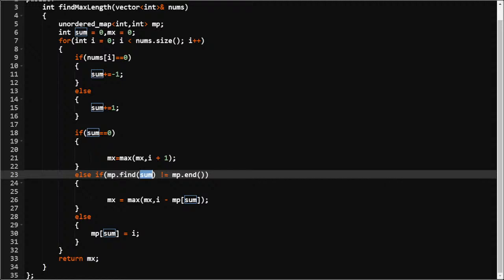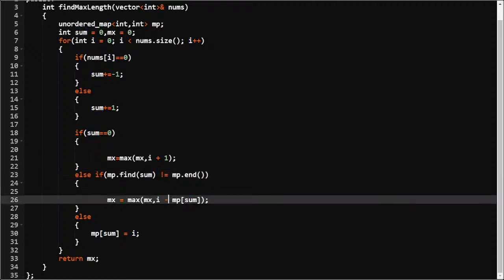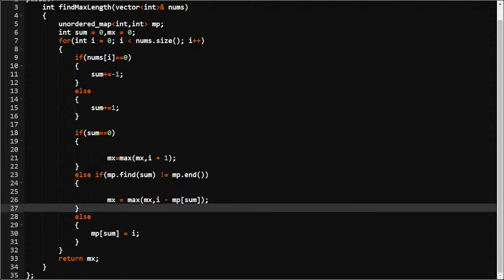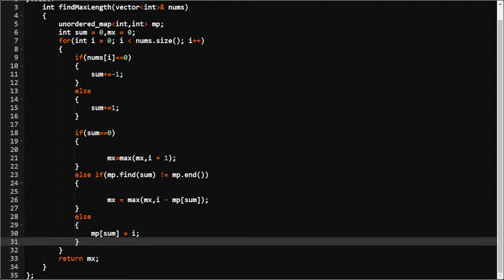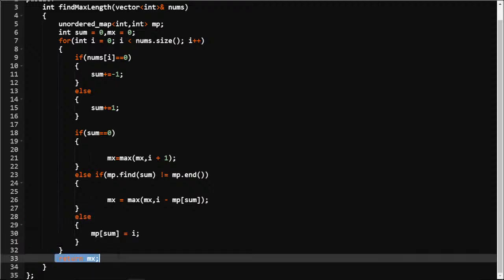If that is the case, the current index is i, and the very first index at which we must have seen this particular sum would be nothing but map of sum. So i minus map of sum would be the length. I'll keep a check on the maximum, so if this length, i minus map of sum, is the maximum, I'll update it. Otherwise, if I'm seeing this particular sum for the first time, I'll write map of sum is equal to i, and in the end, I'll return my maximum, right?